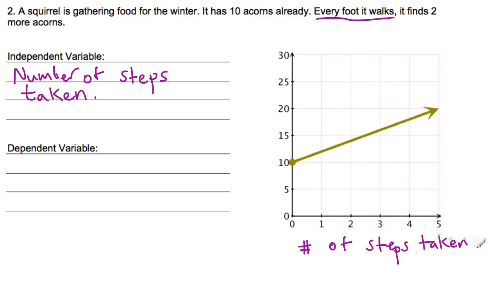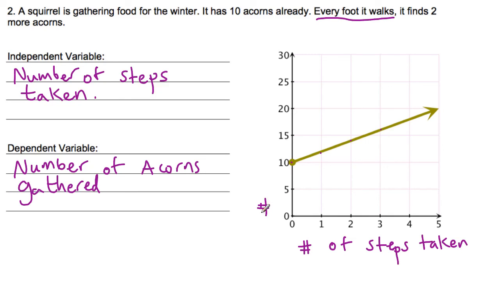Cool. And as the squirrel is taking steps, what's happening? Well, it's gathering acorns, and so the dependent variable here is the number of acorns gathered. It starts with 10. After an hour, 12, 14, you can get the idea, 16. So we'll label this number of acorns gathered.